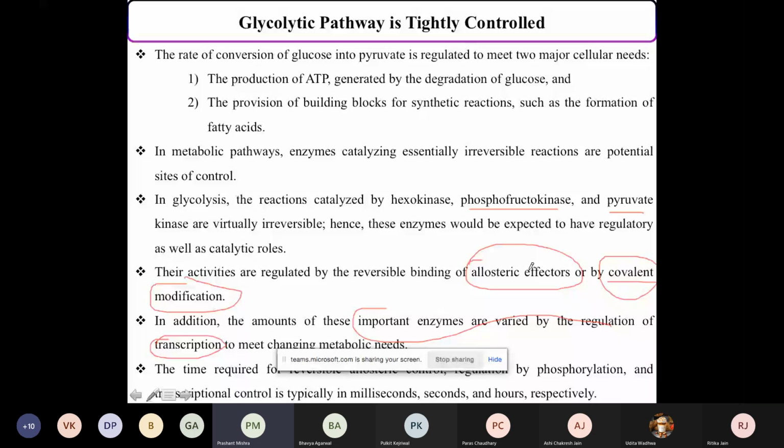Second is covalent modification. That takes a few seconds. The first one is milliseconds. The second one takes a few seconds. And transcription is more at the gross level, and that requires time, and it can take hours. Because here, what you are controlling is the conversion of DNA to RNA. Then if there is less RNA, a lesser amount of enzyme is synthesized, and that's the way the control is happening.